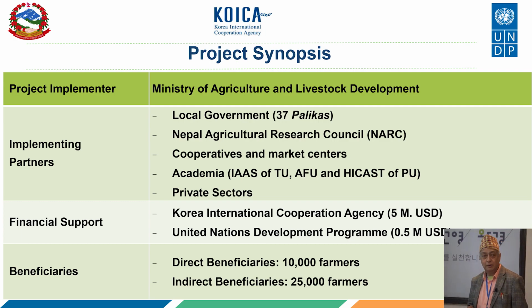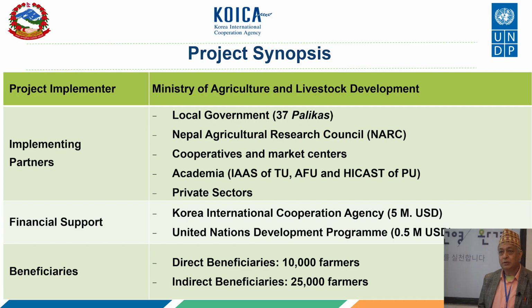Briefly, the synopsis of this project: it is implemented by the Ministry of Agriculture and Livestock Development, which is in the driving seat for overall implementation. For the local level, this project is doing partnership with local governments. In that context, this project is working with 37 local governments, that means municipalities and rural municipalities. This project is also working with the Nepal Agriculture Research Council, basically for research on post-harvest management, which is component 2, a major component of this project. And also the cooperatives and market centers situated in the palikas.